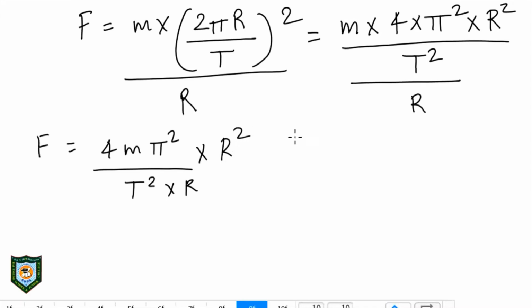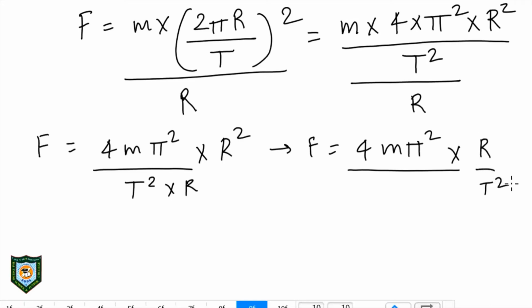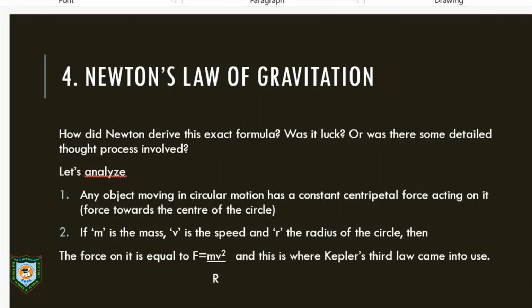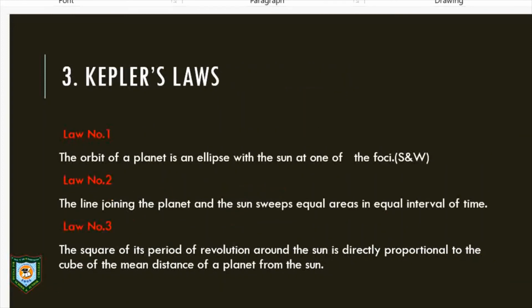Now one of the r will get cancelled, so this gives us F is equal to 4 m pi square divided by, or instead we are going to write it this way, r divided by T square. Now how does this law relate to Kepler's law? As we know, in Kepler's law the square of the period of revolution, that means T square, is directly proportional to the cube of the mean distance of a planet. So we need a value T square and we need a value r cube.